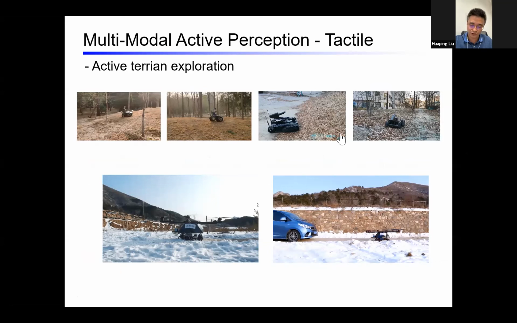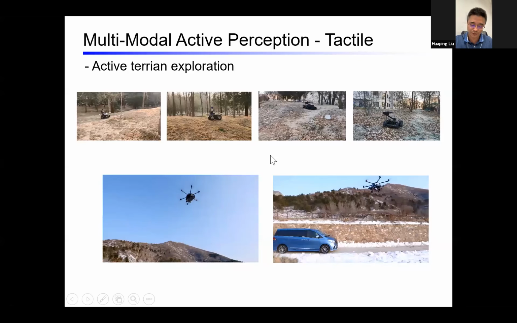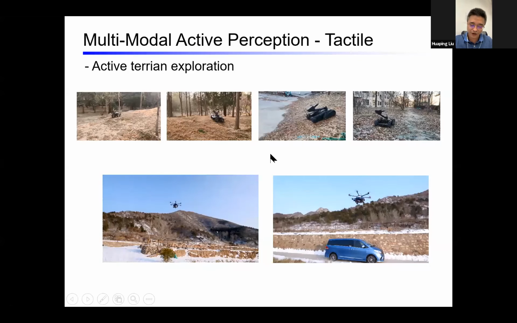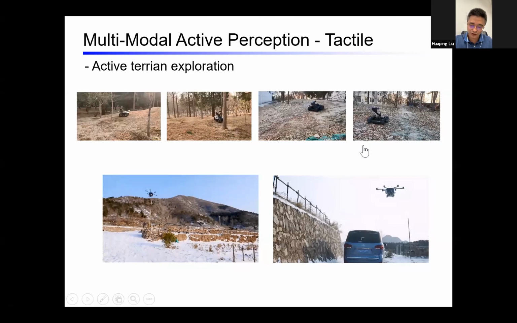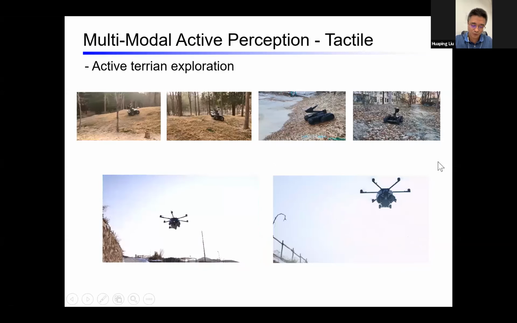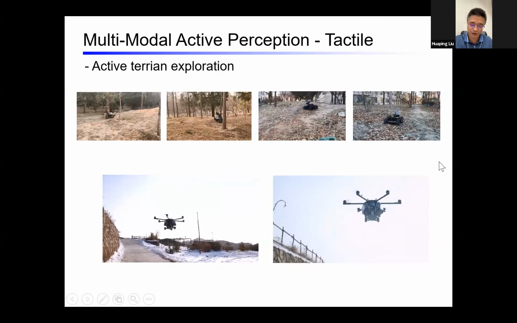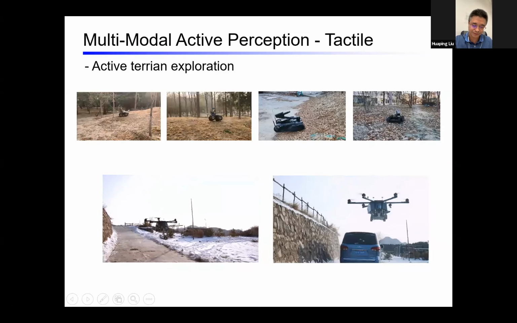The mobile robot can adjust its driving strategy according to different terrain types. For the flying car, it can even choose to fly mode when it detects that the terrain is not suitable for driving.